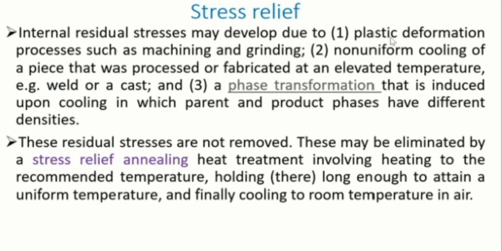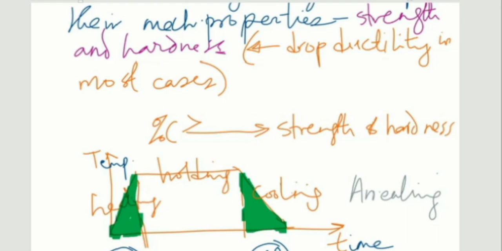Internal stresses can be developed due to plastic deformation. When there is plastic deformation, the stress level of the material has significantly increased. At the surfaces of the cutting, the stresses close to the grinding surface are very high, right? And so this can cause internal stress. Also when you have non-uniform cooling of a piece that was processed or fabricated at an elevated temperature. Even here, when the heating or the cooling is done too rapidly, there is not enough time for microstructural adjustment. And that's why we said non-uniform cooling.